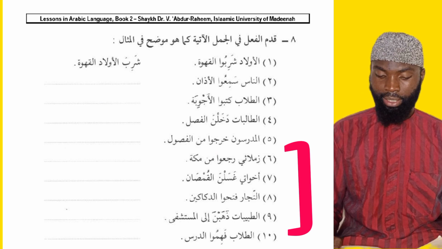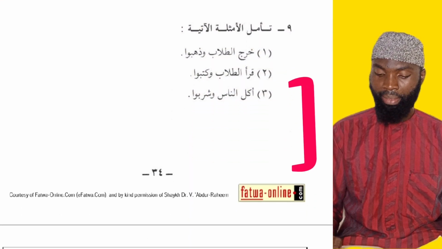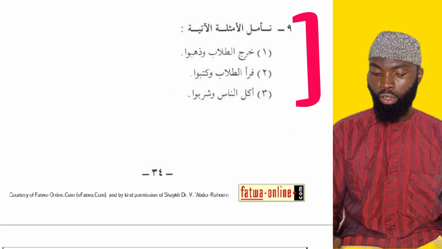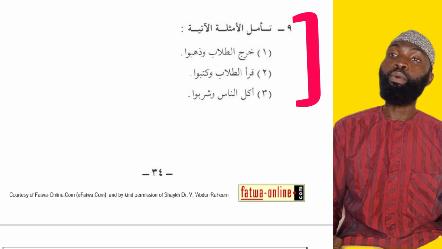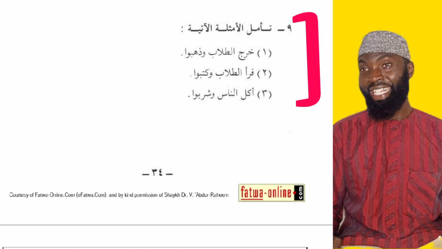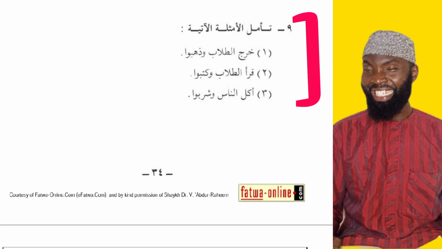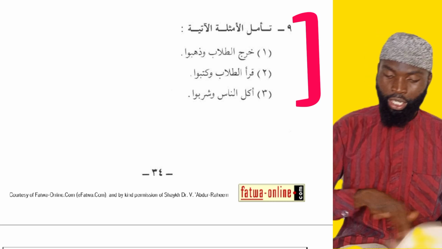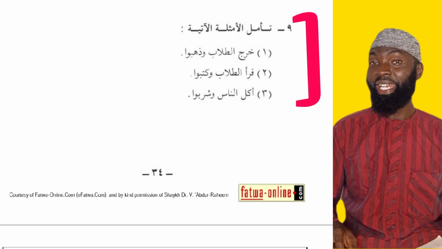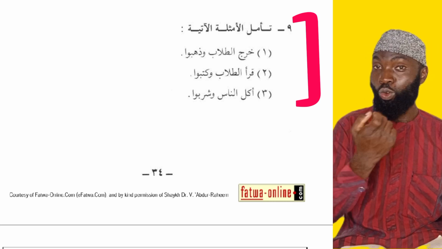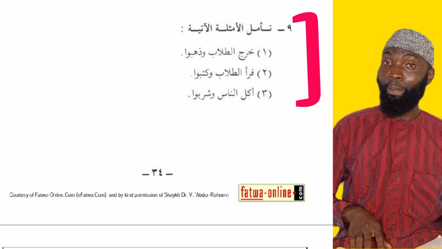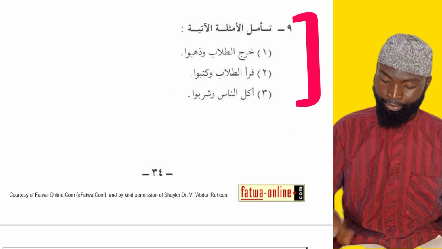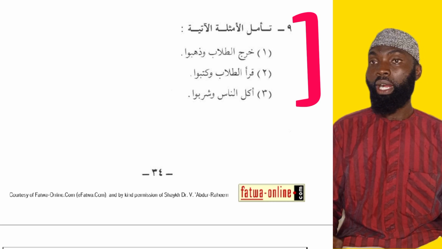MashaAllah. Coming to exercise number 9, we have "ta'ammal al-amthila al-atiya," ponder over the following examples. The first one, we have kharaja at-tullabu wa dhahabu, the students went out and went away. So you can see, because kharaja begins the sentence, that's why we use the singular kharaja. But dhahaba comes after at-tullabu, therefore we have dhahabu.